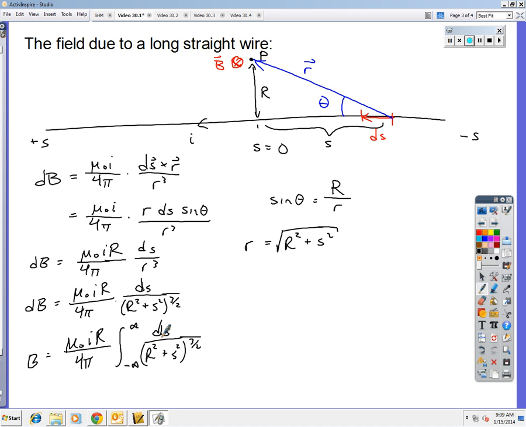And the other thing we'll notice is that this is an even integral. It's symmetrical about the y-axis, which means we can replace it with twice the integral, not 2 pi, 4 pi, twice the integral of 0 to infinity of the same thing.